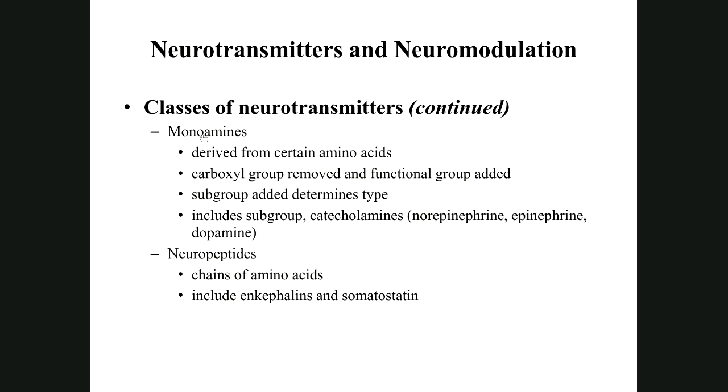Monoamines. Again, amine, talking about amino acids. So here what we're going to do is take an amino acid and modify it. We're just going to derive from these amino acids. Who cares if the carboxyl group is removed. The whole key is that we're just going to modify an amino acid. When we modify it, we're going to make one of the biggest groups of neurotransmitters that I want you to know, which are the catecholamines. And this, again, is a group that we talked about with hormones. So the catecholamines are the same thing as our epinephrine and norepinephrine, which is our adrenaline.